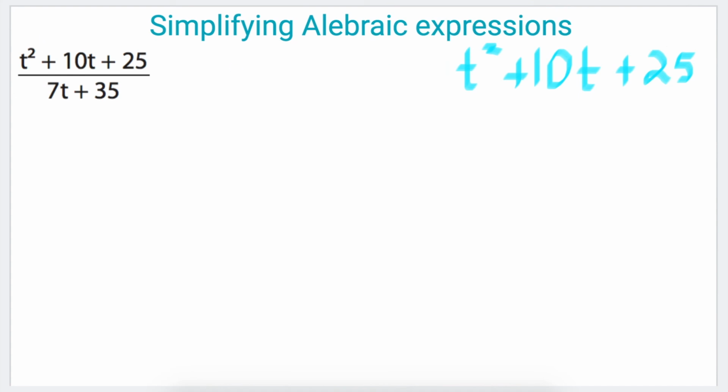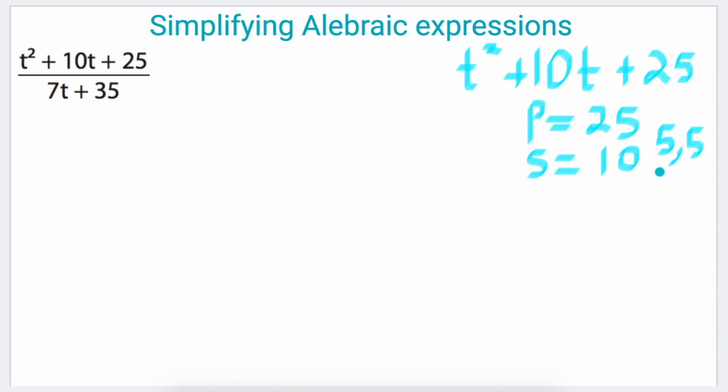So we need a product. The product here is going to be just the coefficient here, 25, times the coefficient of t squared, which is 1, and that is 25. The sum is just the coefficient of the middle term. So the next thing is we need to figure out two numbers that if you multiply them, you get 25. If you add them, you get 10. Those two numbers are 5 and 5.